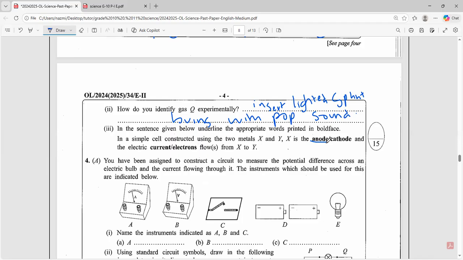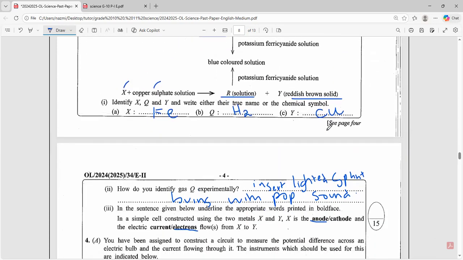And electric. So what is flowing from X to Y? Current or electrons? Electrons. Anode to cathode, electrons are going. But current goes from cathode to anode. So here it is electrons. Understood?